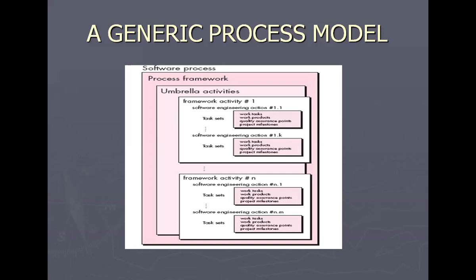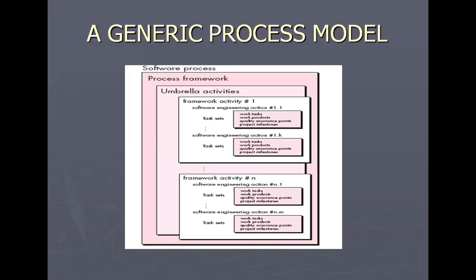The second phase will be planning. This is the next activity, that is planning. What do you mean by planning? This activity establishes a plan for the software engineering work that follows. It describes the technical tasks to be conducted, the risks that are likely, the resources that will be required, the work products to be produced, and the work schedule. This is your second phase.